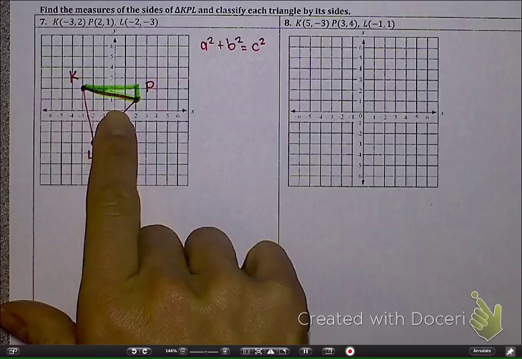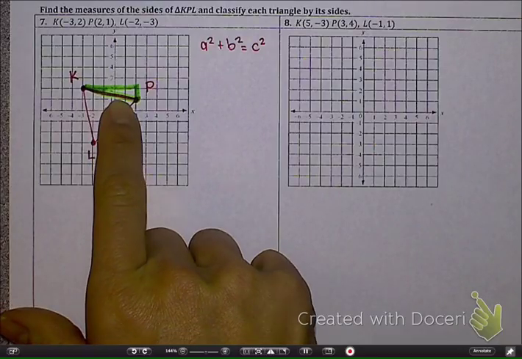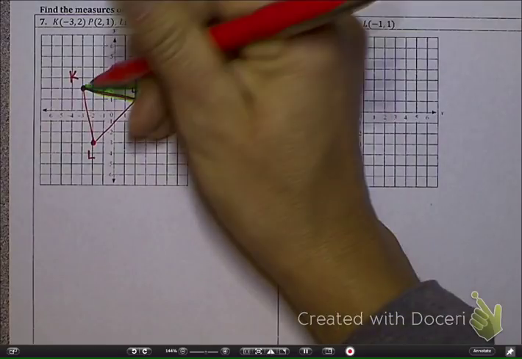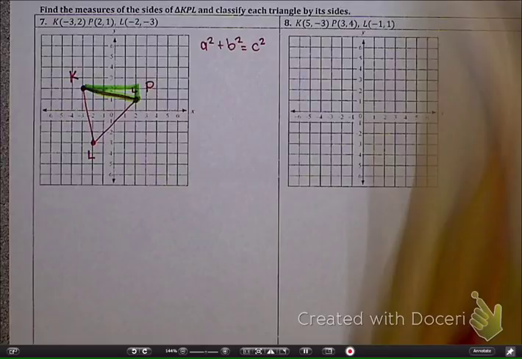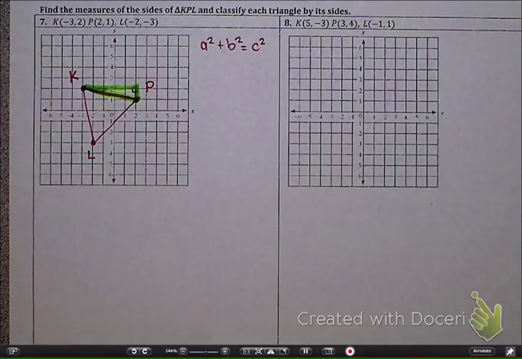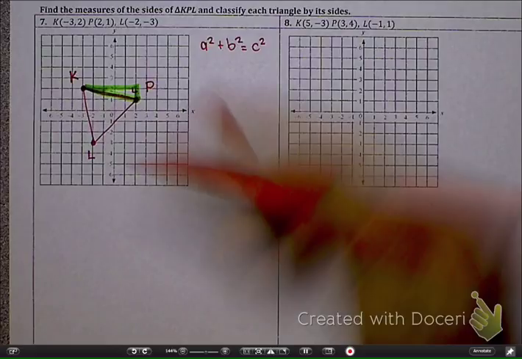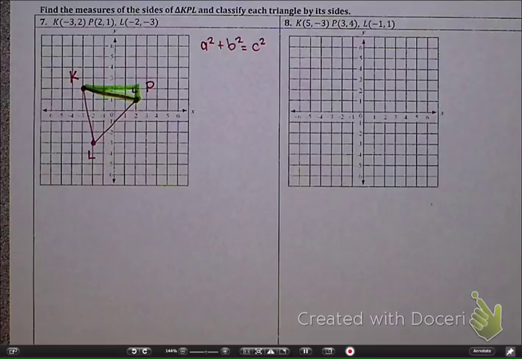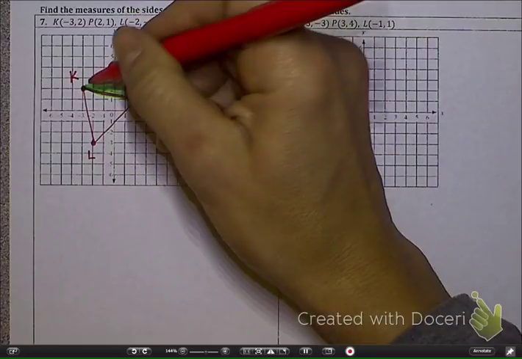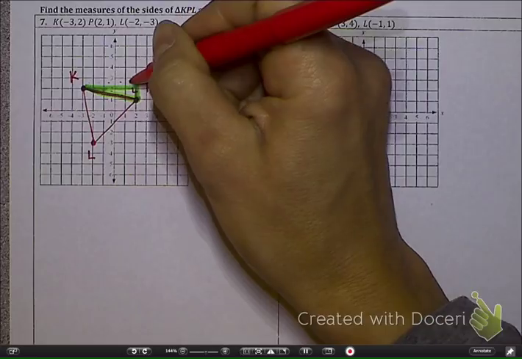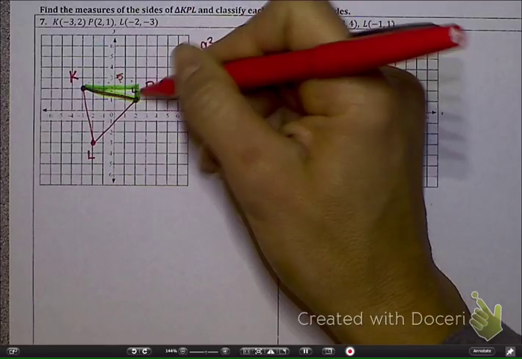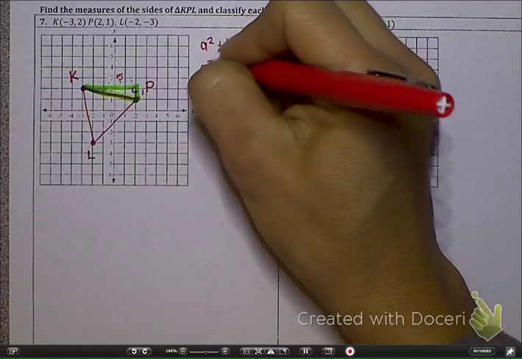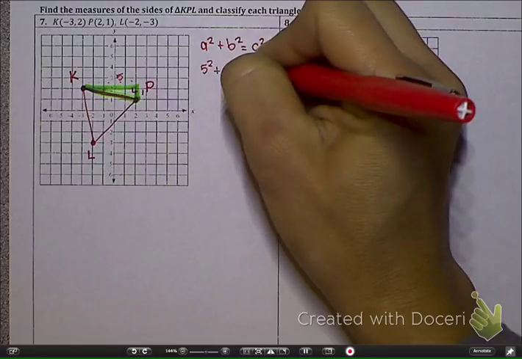Now on this right triangle, I have a little right angle right here. I can count how long each of my legs are, and then plug that into my a and my b for Pythagorean theorem. Once I solve this, it's going to tell me the length of the hypotenuse in this green right triangle, which is the c value. So how long was this side? 1, 2, 3, 4, 5. And how long was this side here? Just 1. So I'm going to plug in 5 squared plus 1 squared equals c squared.